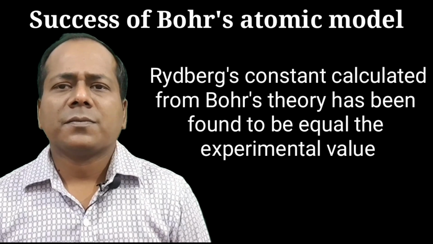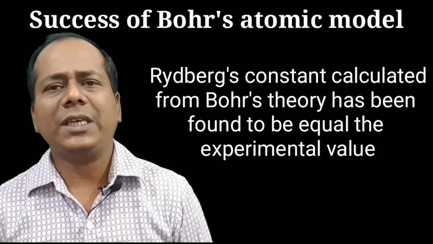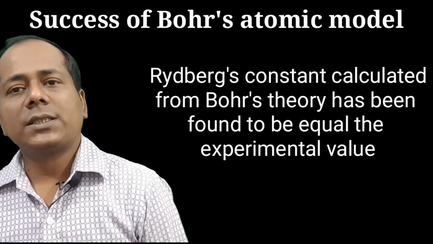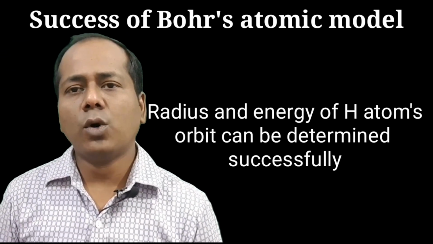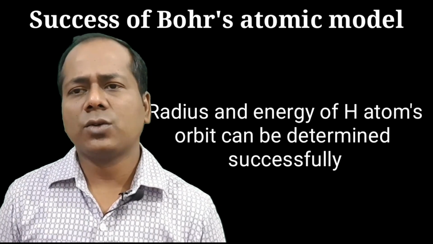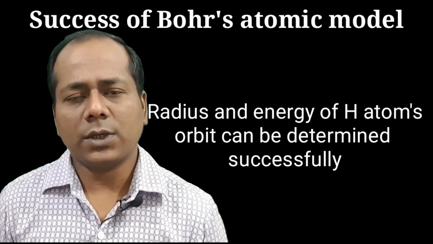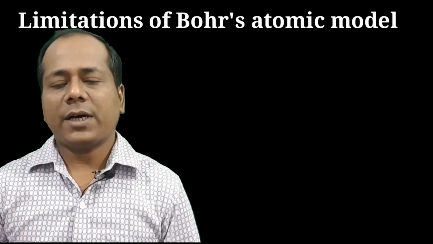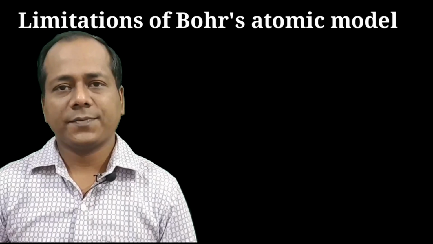Rydberg constant calculated from Bohr's theory has been found to be equal to the experimental value, that is 109678 centimeter inverse 1. With the help of Bohr's theory, radius and energy of hydrogen atom's orbit can be determined successfully. My dear students, now we discuss the limitation of Bohr's atomic model.